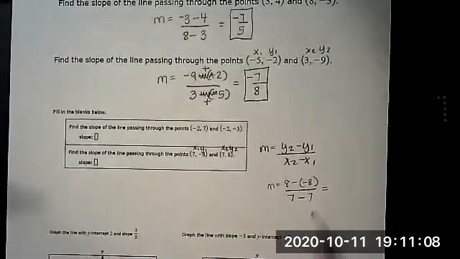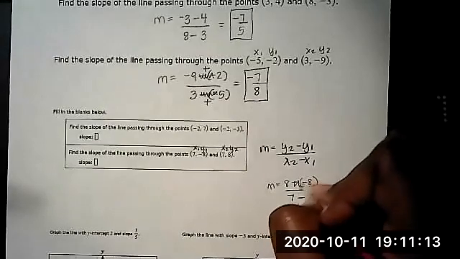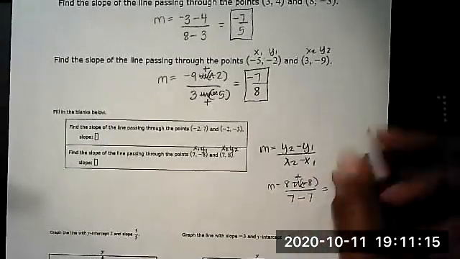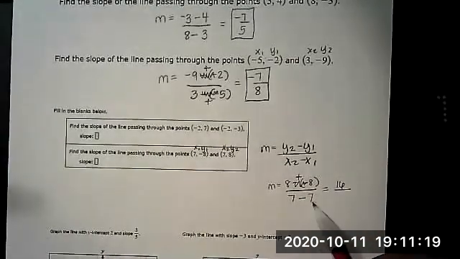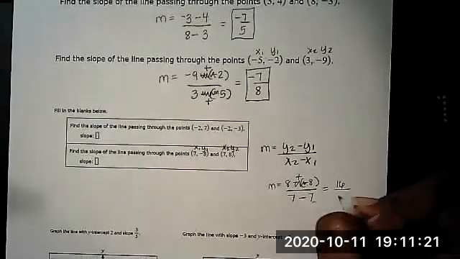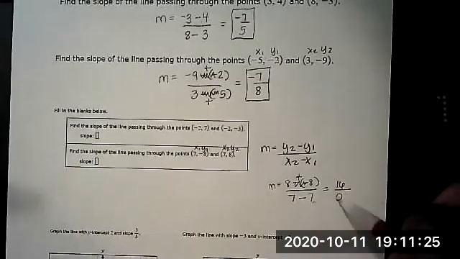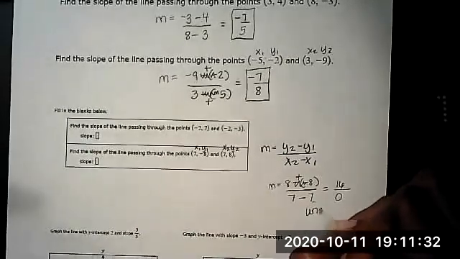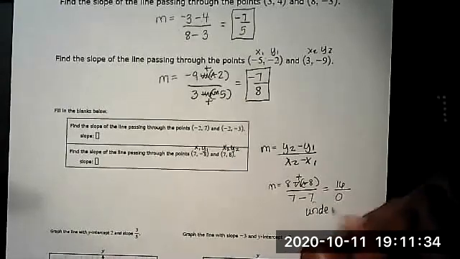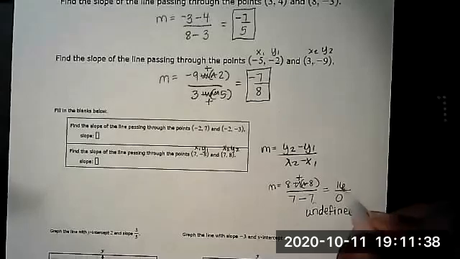Okay. So 8 minus -8 basically is 8 plus 8, which is 16, over 7 minus 7. That's 0. Okay. Anytime you have a 0 at the bottom of a fraction, it's undefined for slope. Okay, so this slope is undefined.